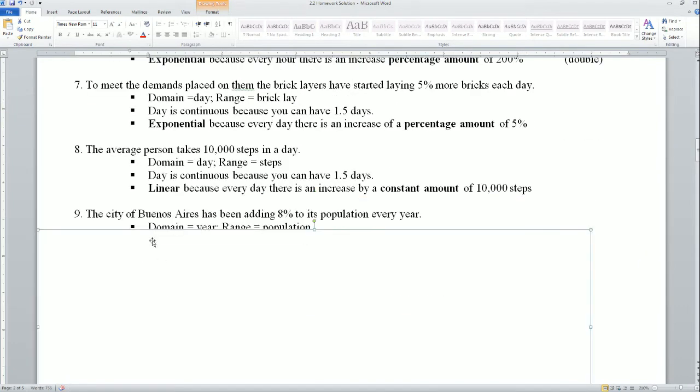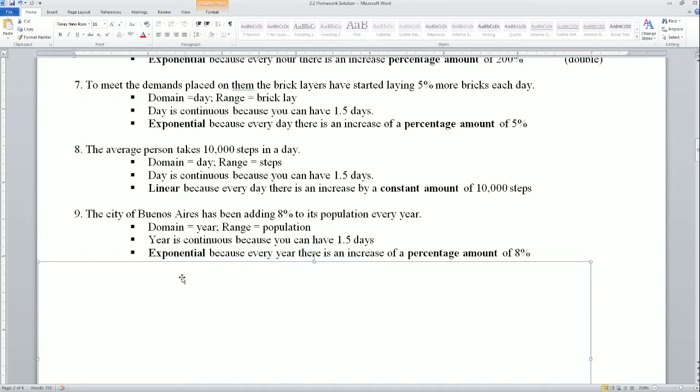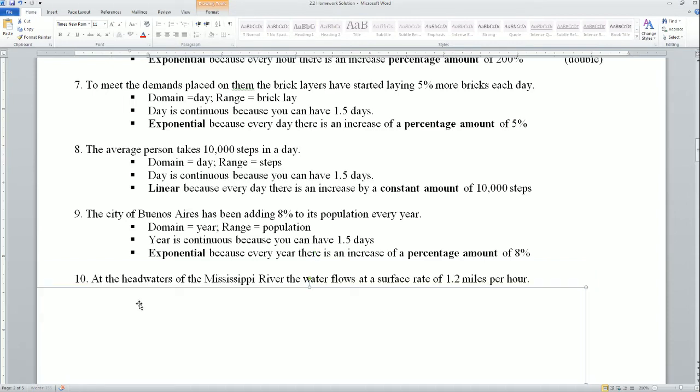9. The city of Buenos Aires has added 8% to its population every single year. The domain here is years. The range is your population. Year is continuous because you could have 1.5 years. It's exponential because every single year there is an increase of a percentage amount of 8%.